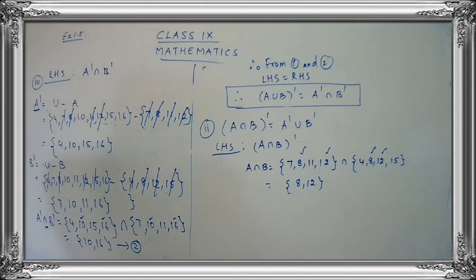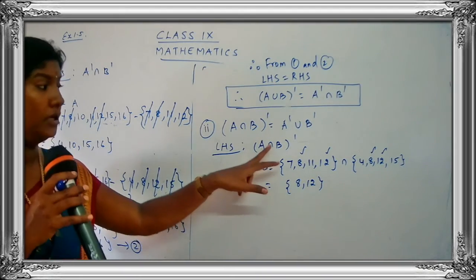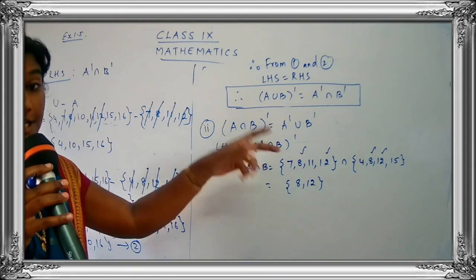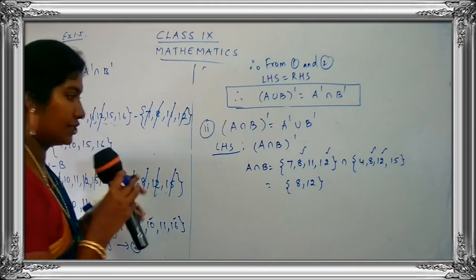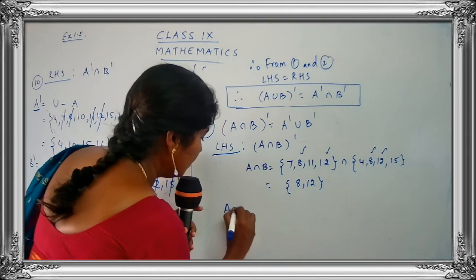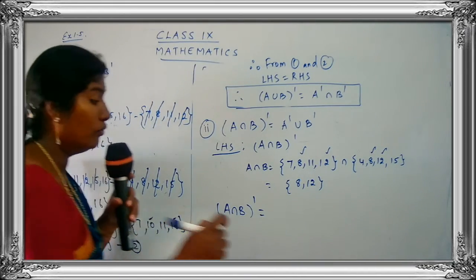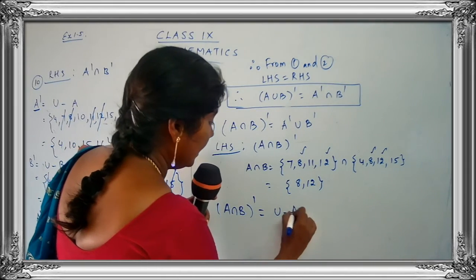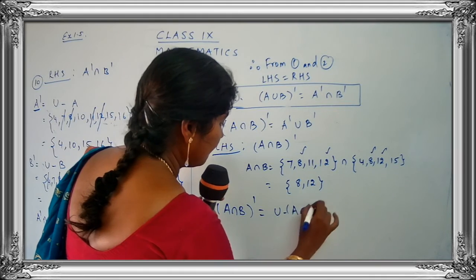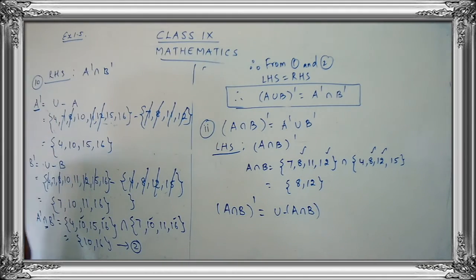What is the next thing you're going to find out? I have found A intersection B. Now you have to find out A intersection B the whole dash. How to find A intersection B the whole dash? I have given you the formula. What is the formula? U minus A intersection B.